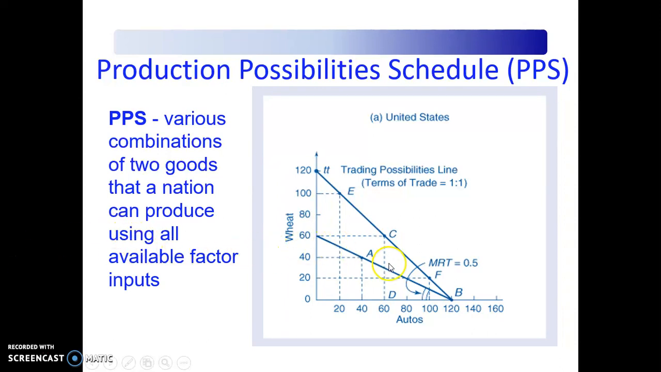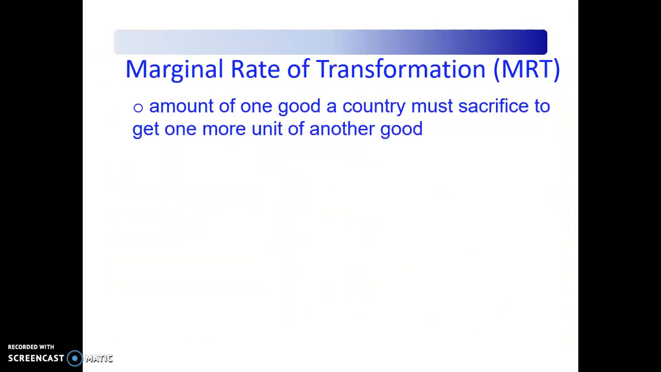This bottom line right here, represented by point A, is going to be autarky, which is defined as being the point at which a country would produce without any trading. So right now, with no trade, the United States would produce 40 units of autos and 40 units of wheat. That will be important later.